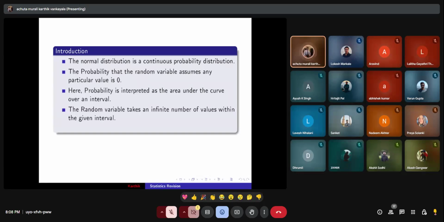So, in continuous probability distributions, the random variable takes an infinite number of values. It should actually be an uncountably infinite number of values. And this is another thing you should be aware of: for any probability distribution, the total area under the curve is always 1. And the probability that the random variable assumes any particular value is 0.